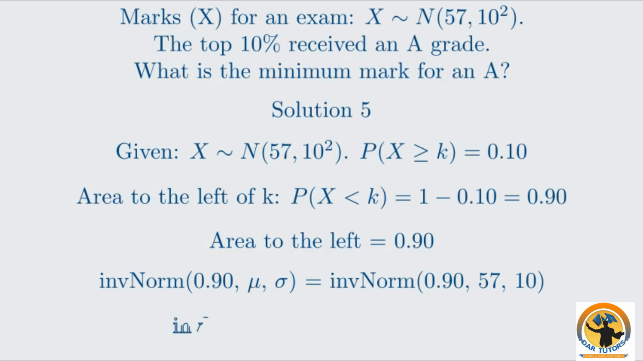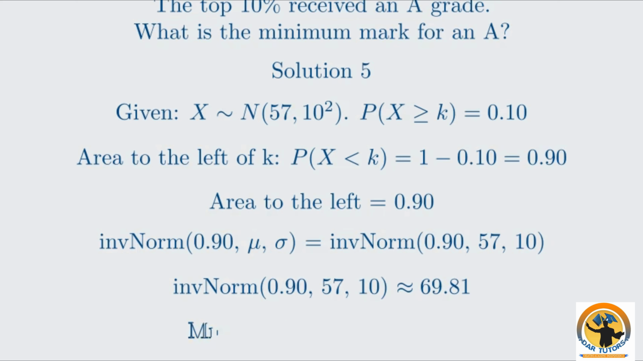Using inverse norm with an area of 0.90, a mean of 57, and a standard deviation of 10, we find K to be approximately 69.81. The question asks for the minimum mark to the nearest whole number. Rounding 69.81 up, the minimum mark required for an A is 70. Any student scoring 70 or above would receive an A grade.